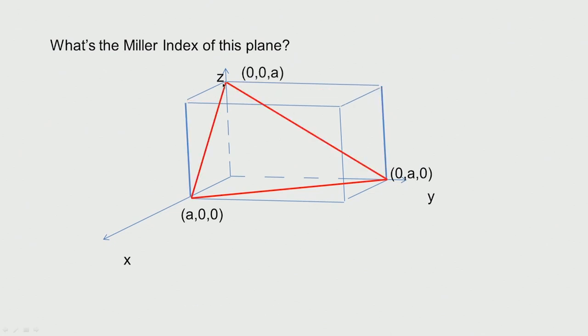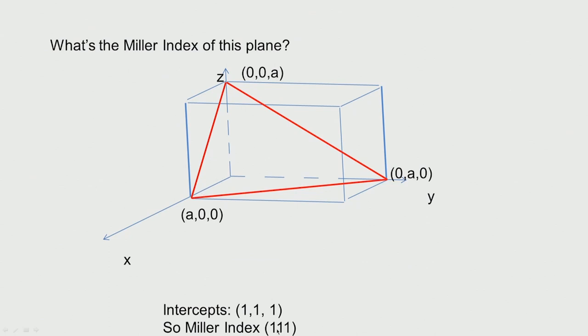Now, let us look at this. This particular plane, it is cutting the x axis at A. So, this point is A 0 0, this point is 0 A 0, this point is 0 0 A, right? 0 0 A means this point is x is 0, y is 0, z is A. So, what will be the Miller index? So, we can say A comma A comma A. So, when you take the reciprocal, 1 1 1, understand? So, the Miller index of this particular plane will be 1, 1, 1.